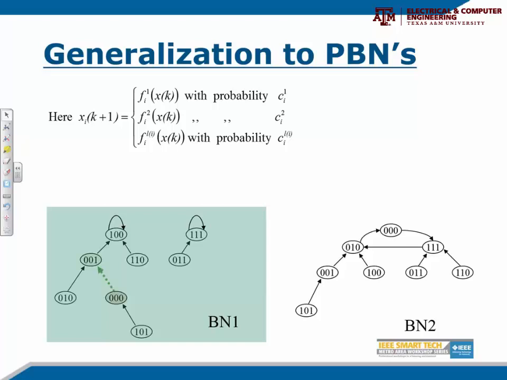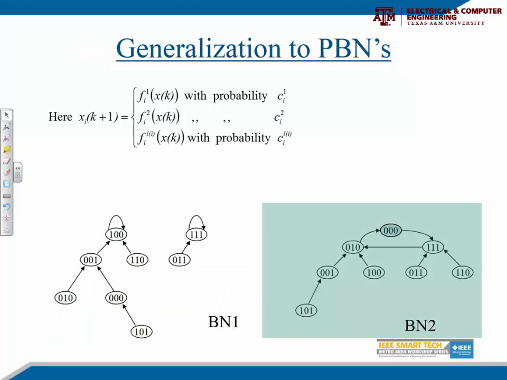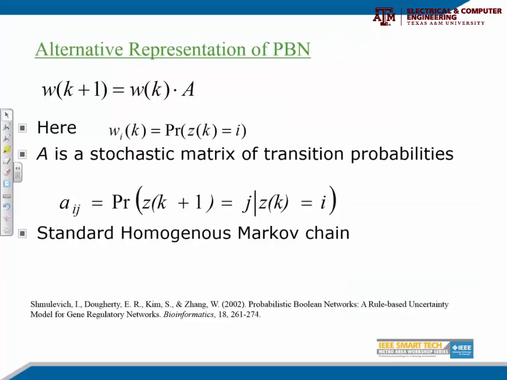PBN. So if you were in network number 1 and in state 0, 0, 0, at the next time step you would go here. On the other hand, if you happened to be in network number 2 and you were in state 0, 0, 0, you would go to 1, 1, 1 over there. So it's a little bit different.